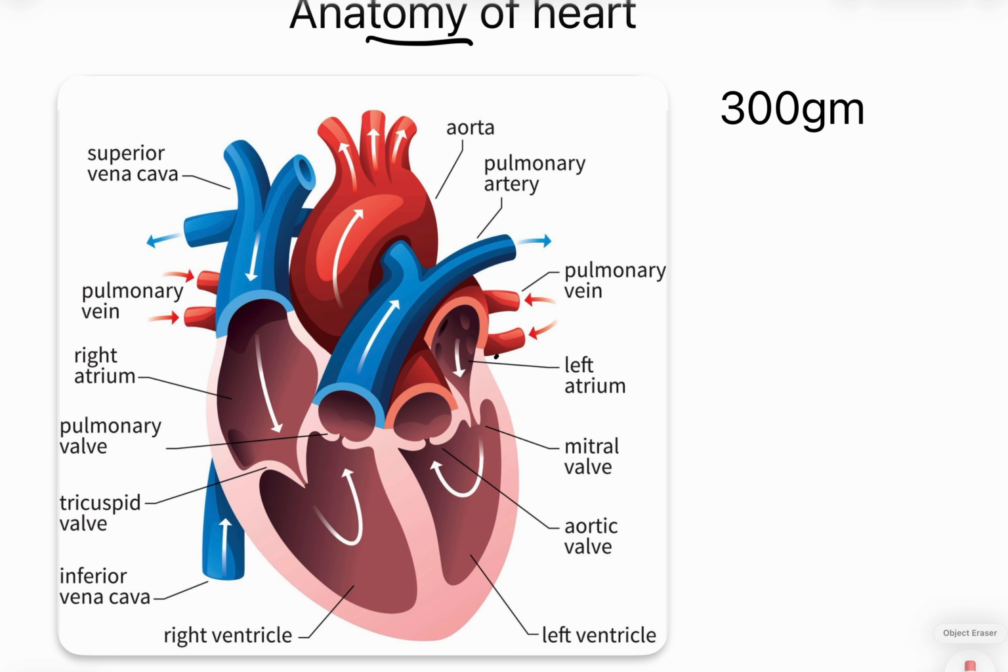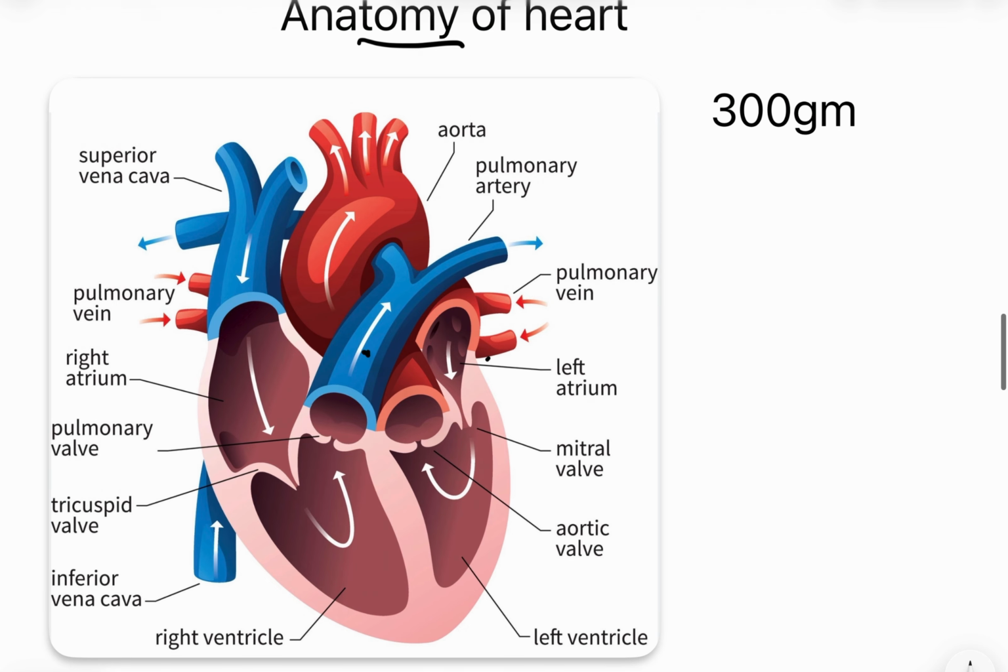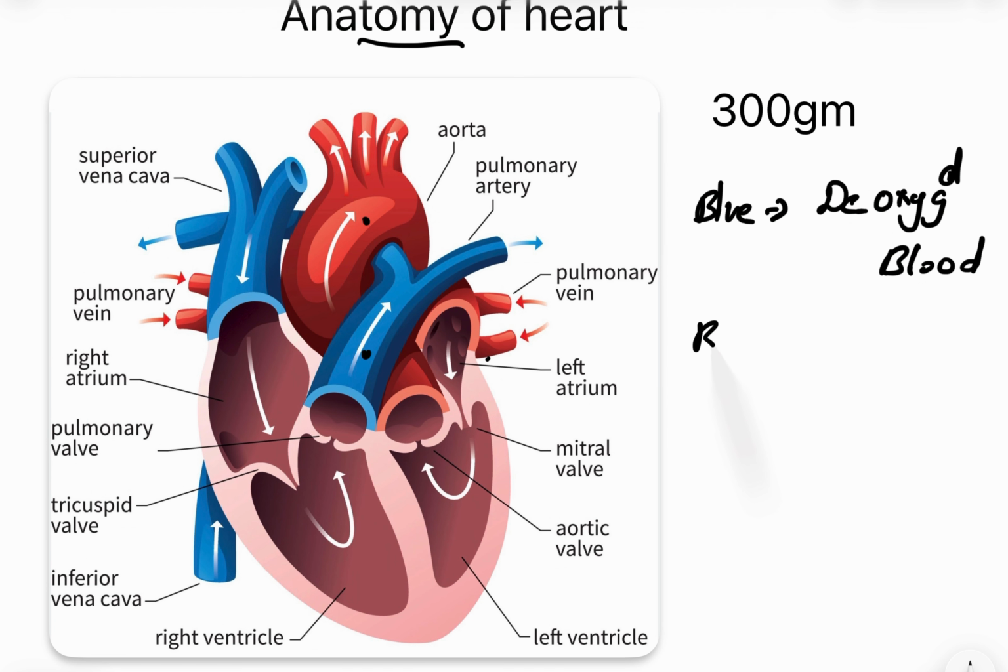Imagine you can see a picture of the heart here. It's a dissection image, and two colors are used here. One color is blue, and the other one is red. You can see the blue here and red here. Why is it that? This blue color depicts deoxygenated blood, and the red is showing oxygenated blood.